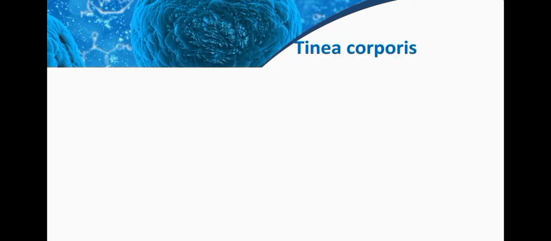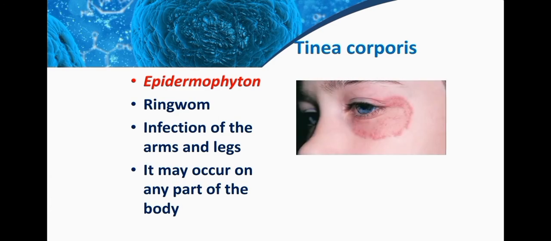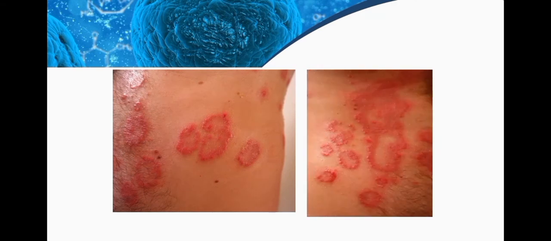The next disease is Tinea corporis, caused by Epidermophyton. And this is called ringworm. The infection is common in arms and legs, but it may occur in any part of the body. The severity of Tinea corporis you can realize by seeing these images. It should be treated in the earlier stage.